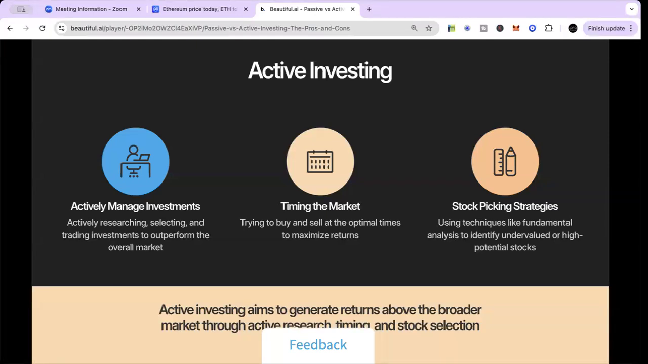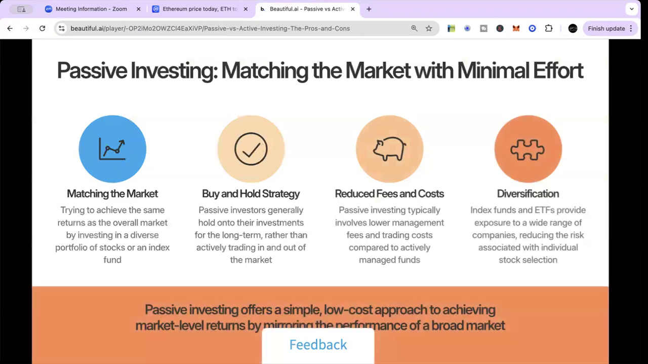And that's basically what an active strategy is. So passive investing is basically matching the market, trying to achieve the same returns as the overall market and investing in a diverse portfolio of stocks or an index fund. All it is, it's like what we're doing, a buy and hold strategy.